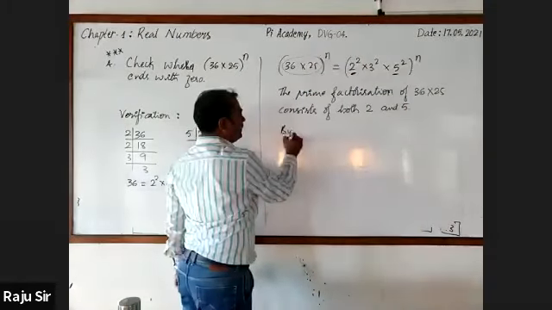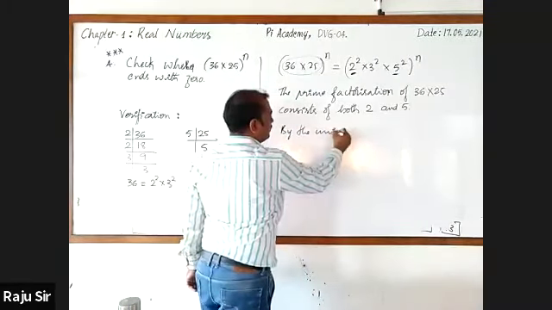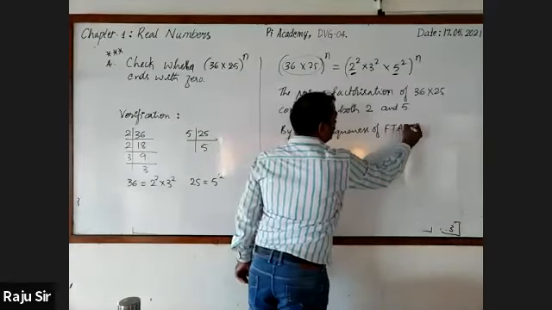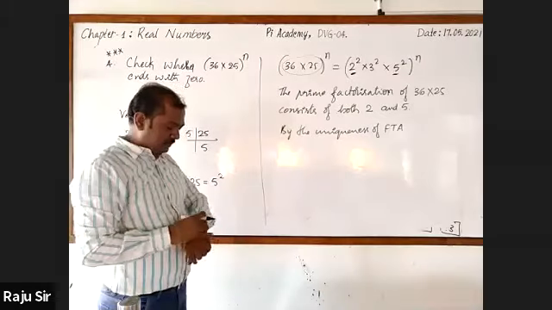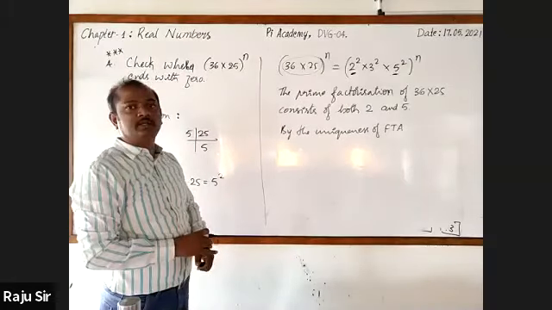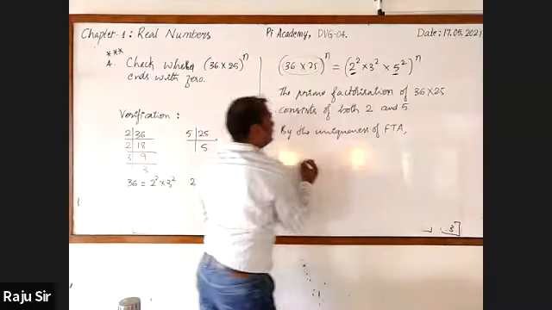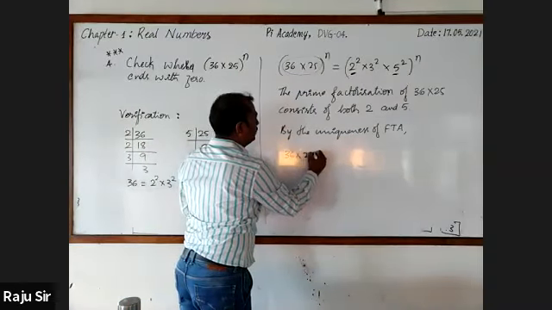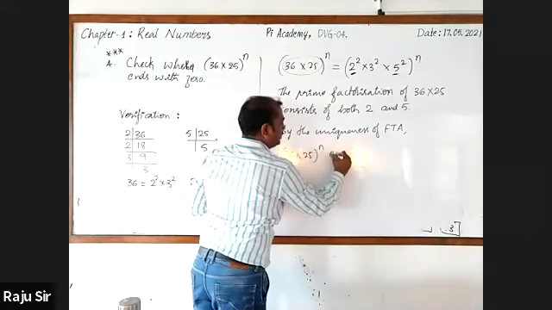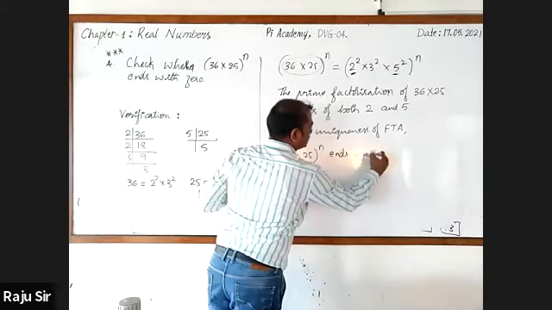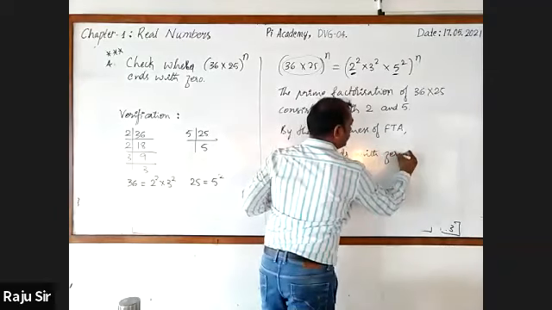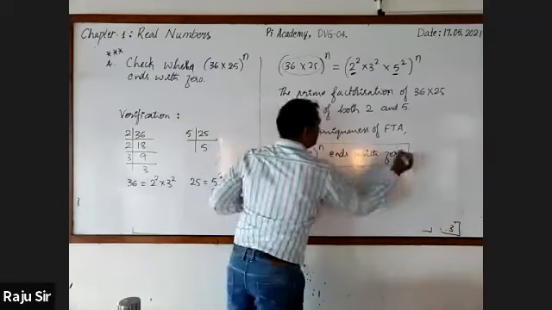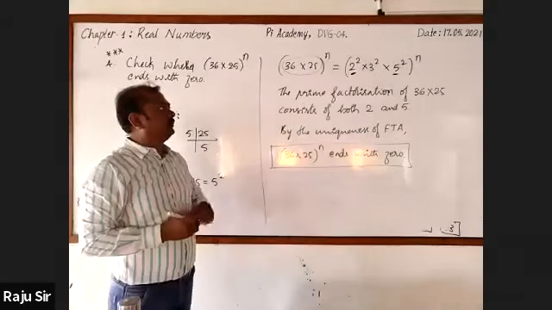By the uniqueness of the fundamental theorem of arithmetic, we can say that 36 into 25 whole raised to the power n ends with 0. Ends with 0.